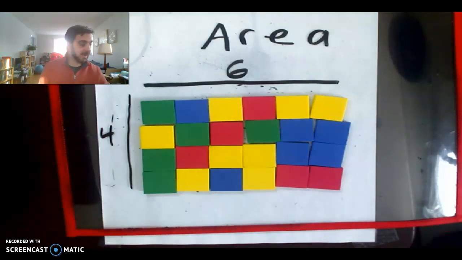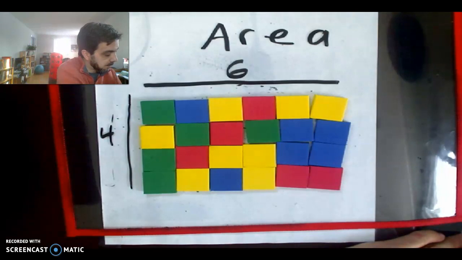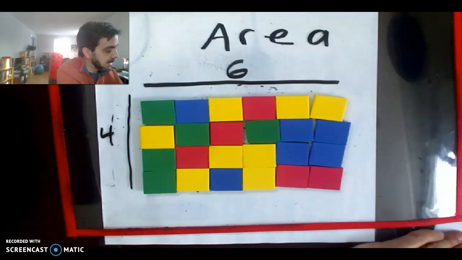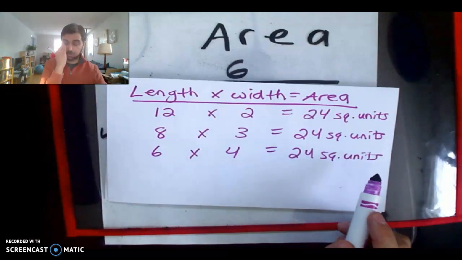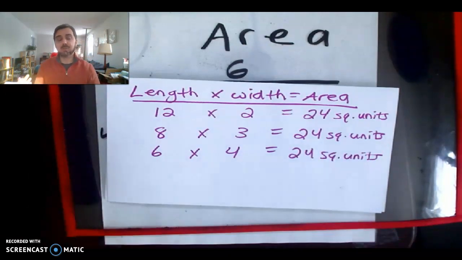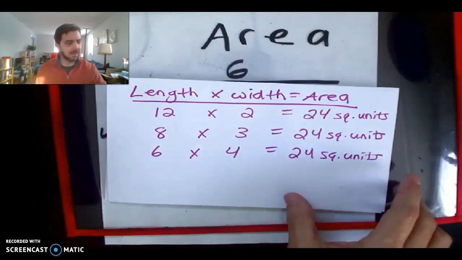We still have the same area because we've used the same number of square inch tiles. So I'm going to write this down. 6 times 4 equals 24 square units. And you notice each time I write down square units, or I could have written square inches. Units refers to anything. It could be inches, miles, kilometers, centimeters, millimeters. It doesn't matter. Okay?